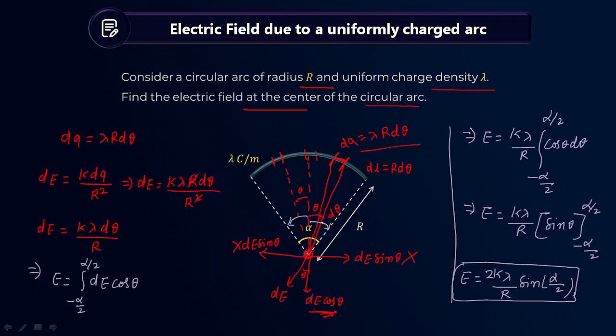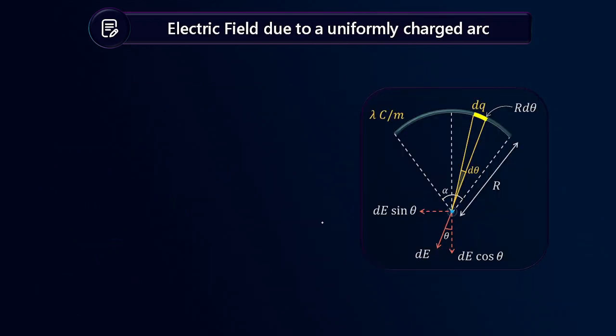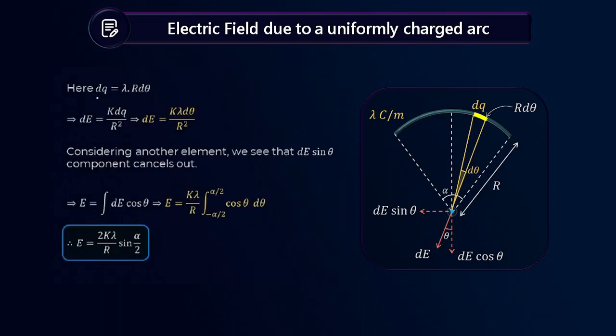Clear to everyone? Simple, easy. So we can take a small element at angle theta. The small element subtends angle d theta at the center. So the length will be how much? r d theta. And then we can write dq is lambda r d theta, and dE is k lambda r d theta by r square. So one r we can cancel, and then we can write E from dE cos theta. So dE is k lambda by r d theta, and we can simplify. So this will be our answer.